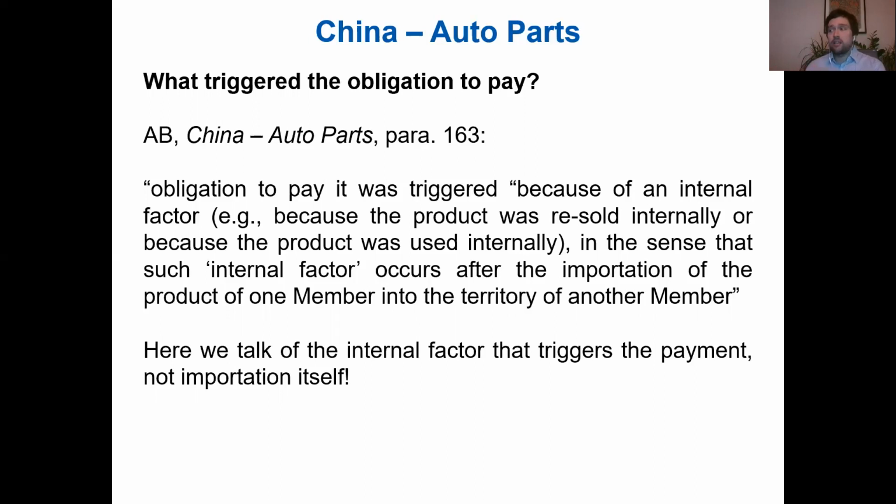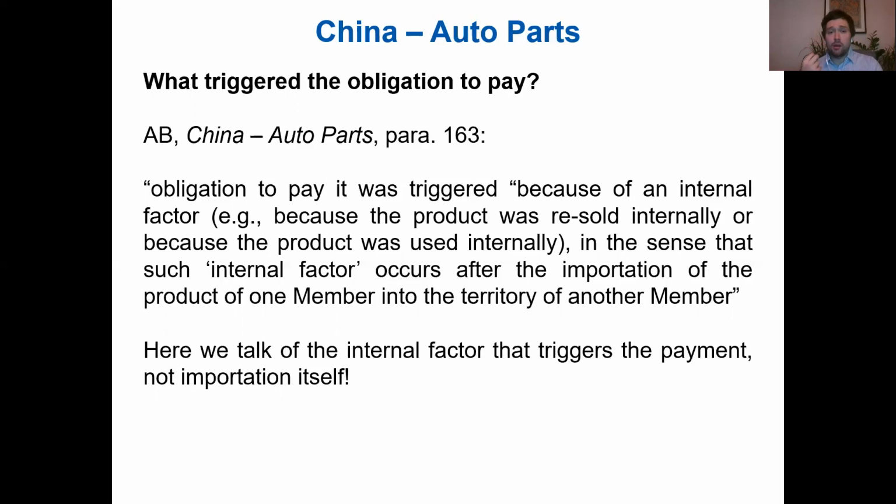So why do we say that domestic income taxes are internal measures? Because they tax income that happens within our territory. Or if we talk of some income on foreign income, of Russian citizens at least, it's again the fact of citizenship and the income of a citizen of Russia that triggers the payment. So there is this domestic, internal event that triggers the payment. Therefore, it is not a border measure.